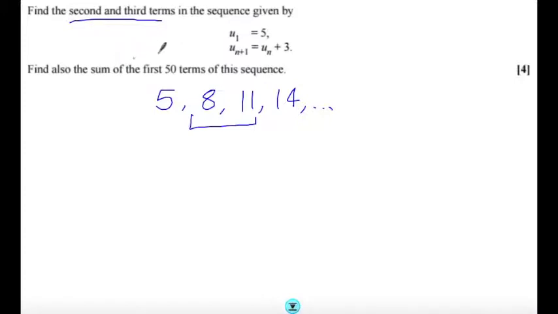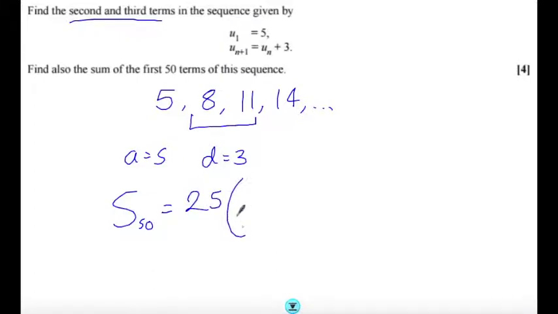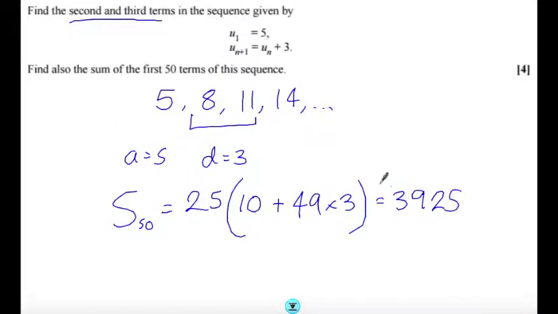And they also want the sum of the first 50 terms. So now we know a is 5, we know d is 3, so we've got enough information to do s50, which is going to be a half n, so 25, times by 2a, which is 10, plus n minus 1, so 49, times by d, which is 3. So 10 plus 49 times 3 is 157, times by 25 is 3,925.